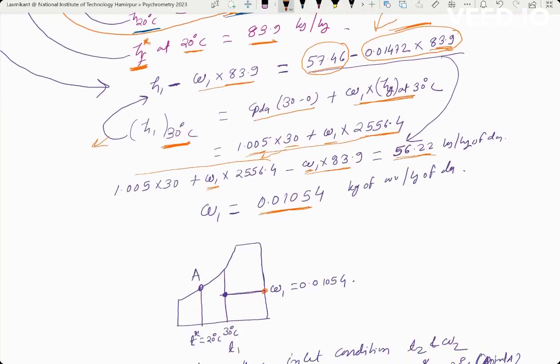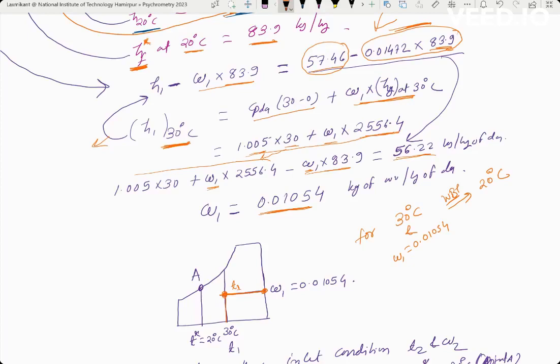So from that omega 1 we draw the straight line, and it intersects the 30 degree Celsius vertical line. So this point is the T1 point. Okay, so for 30 degree Celsius and omega 1 of 0.01054, the wet bulb temperature is 20 degree Celsius. This is the thermodynamic wet bulb temperature, 20 degree Celsius.